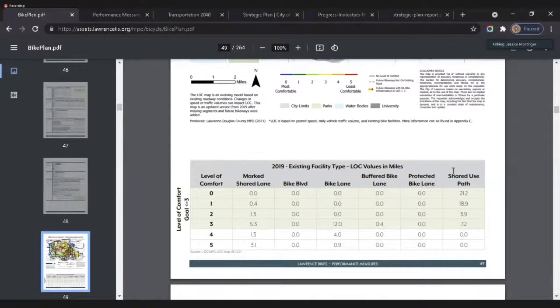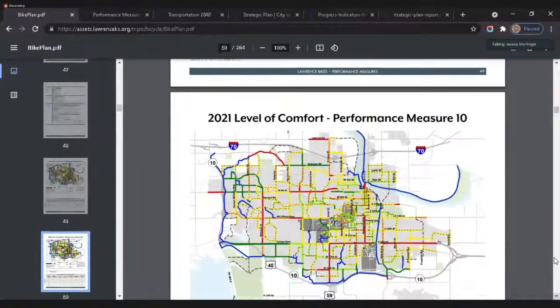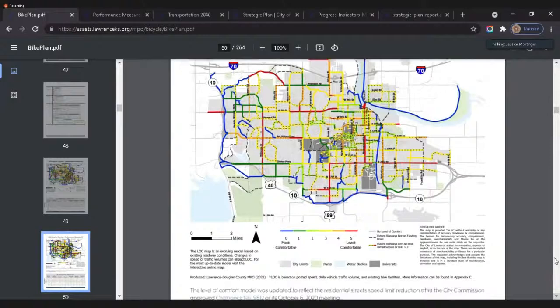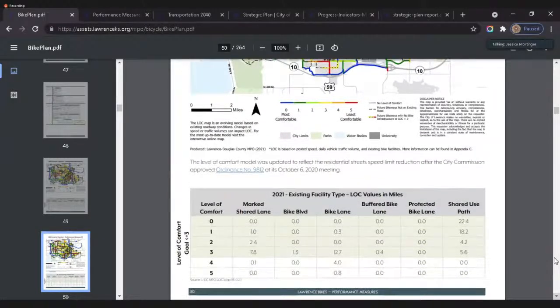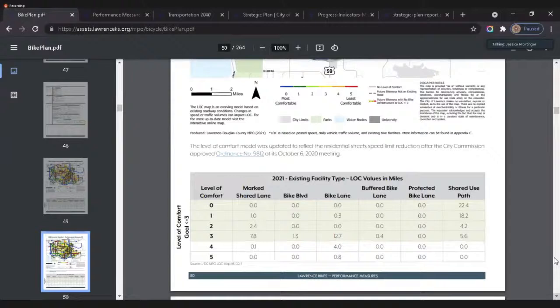So you can see how many miles of each type of infrastructure exist in 2019 at each comfort level. And you can see that in 2021, and you can start to see the difference, both the increase in amenities by type, but also the change in comfort based on things like the neighborhood traffic management program, which had neighborhood speed reductions to 25. That's because the level of comfort is based on posted speed and volumes from our model. We'll start to see some of that and be able to track that progress.